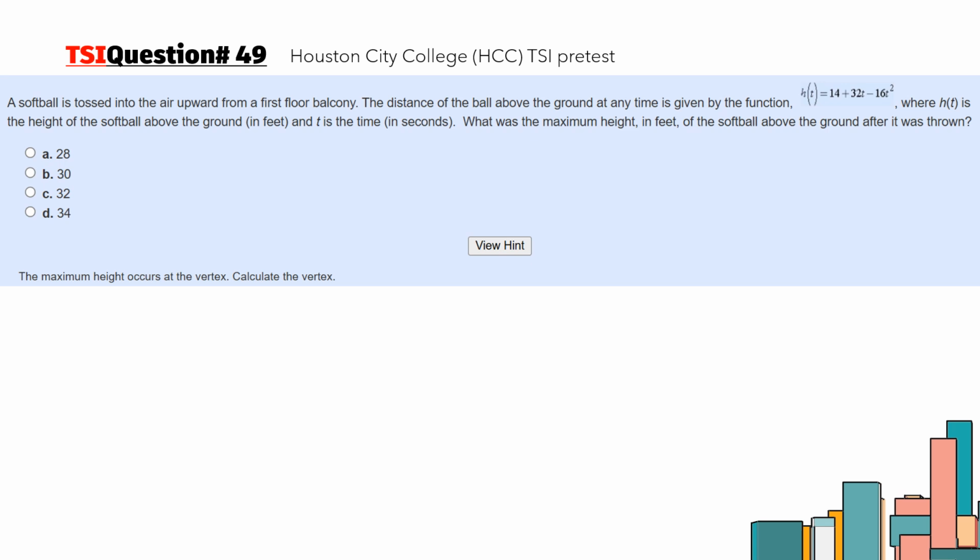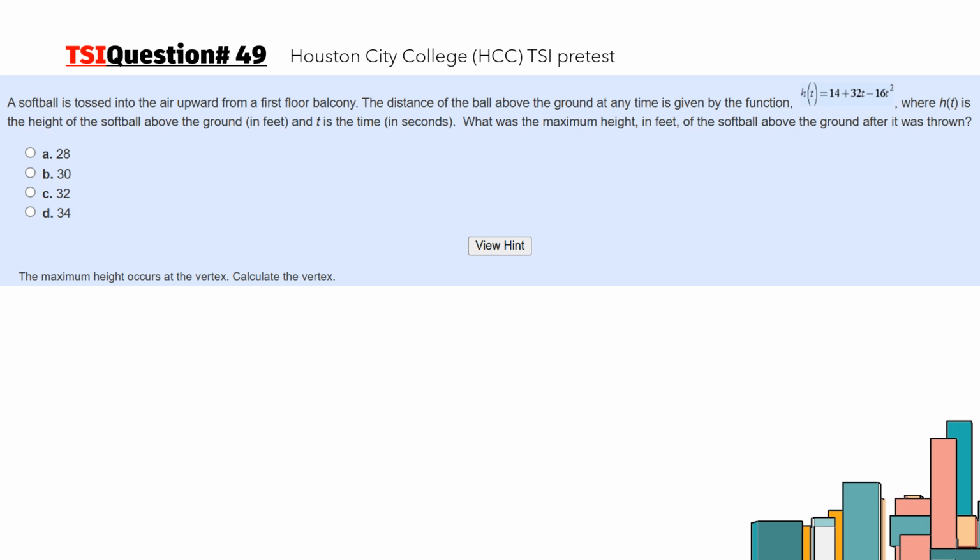A softball is tossed upwards into the air from the first floor balcony. The distance of the ball above ground at any time is given by the function h of t equals 14 plus 32t minus 16t squared, where h of t is the height of the softball above the ground in feet and t is the time in seconds. What was the maximum height in feet of the softball above the ground after it was thrown?